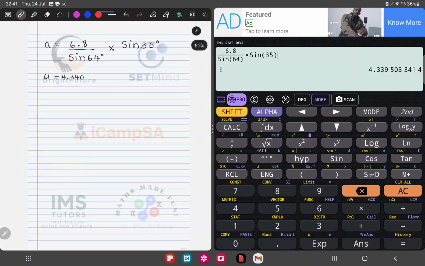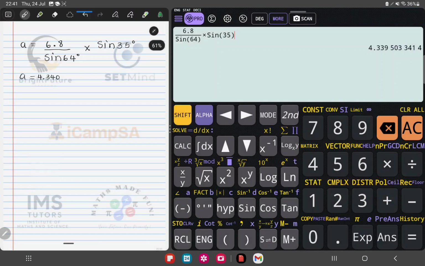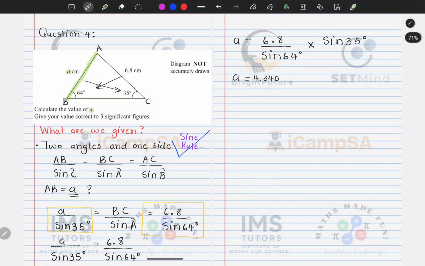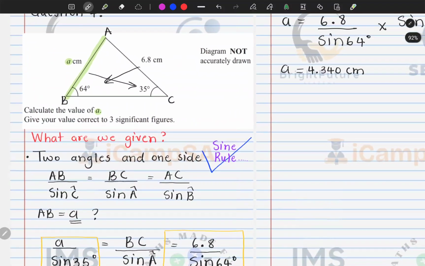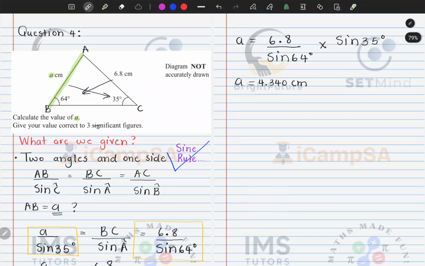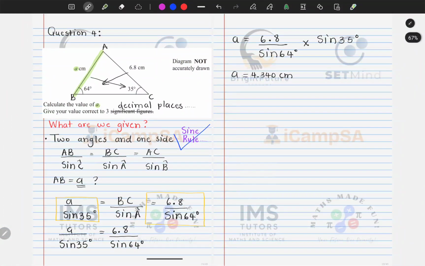And this is in centimeters. Let me make sure. Yep, and you will see that it is in centimeters. And I said, for the purposes of your study, we'll just consider 3 decimal places. So that is how you would use your sine rule to be able to solve this problem. I hope it makes sense.